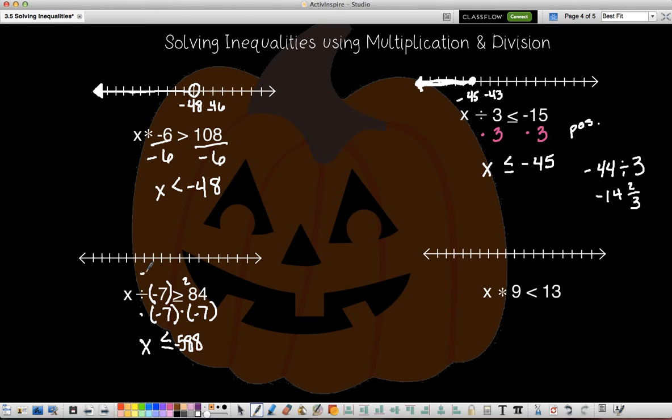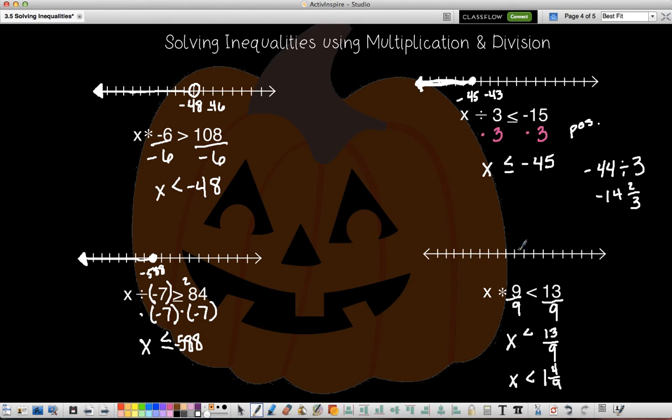And we can just go ahead and put negative 588 on our number line. And it has to be less than or equal to that. So it's a closed dot, and it points left. Okay, so divide by 9, x, and we didn't divide by a negative number, so we keep the inequality symbol the same, is less than 13/9. In order to make it a little bit easier to graph on a number line, we'll say x is less than 1 4/9.